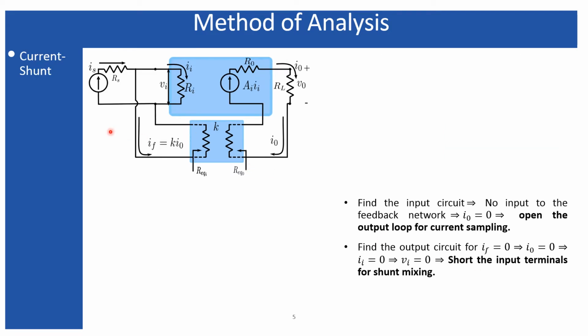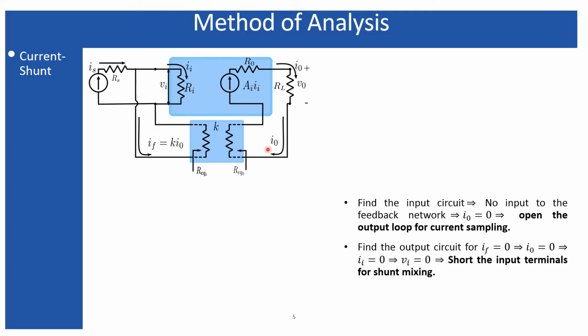Next one is the current shunt feedback. For current shunt feedback, in a similar way, I'm going to analyze this circuit. The signal that is being sampled is the current, and the signal that is being mixed with the input signal is also in terms of current. So it is current sampling and shunt type mixing.